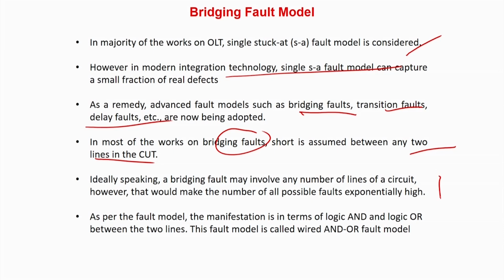Ideally, all lines may be a problem, but that will lead to an exponentially high number of combinations. So as per the fault model, what they take is something called an AND-OR bridging fault model. What they assume is that 2 lines are there, and they get coupled. By coupling, the effect is an AND gate or an OR gate. I will give you an example.